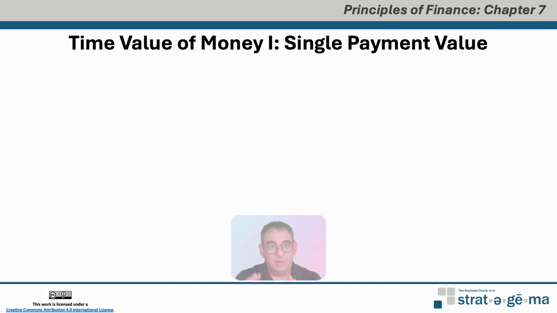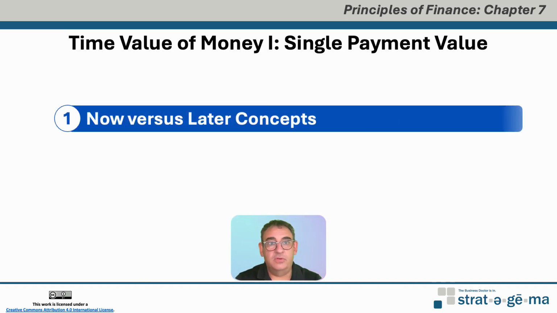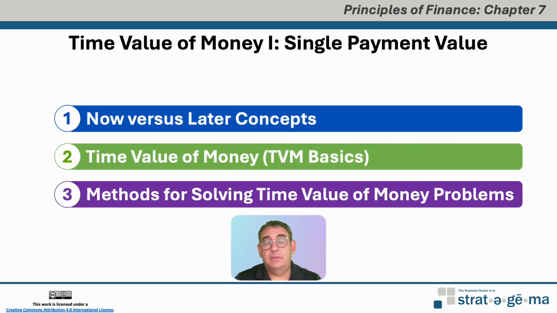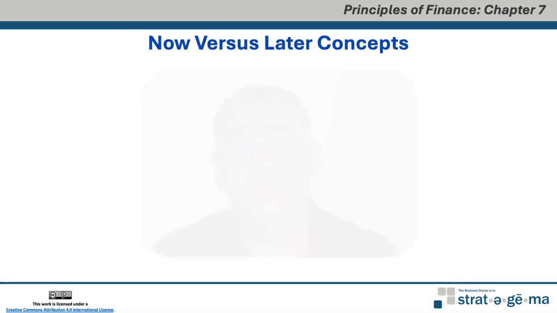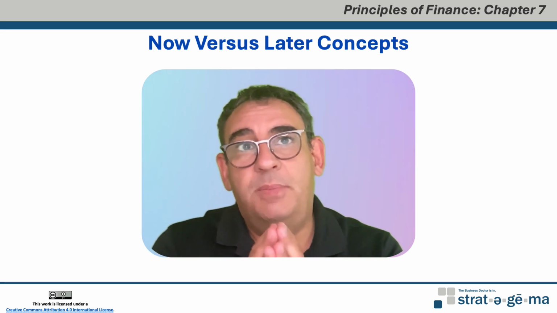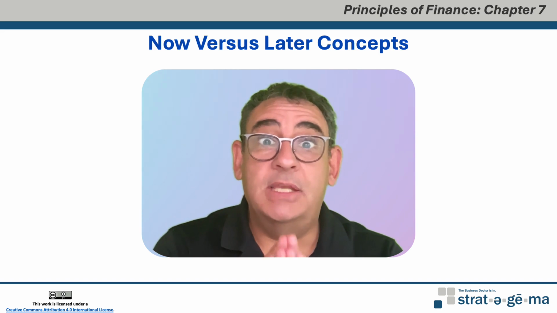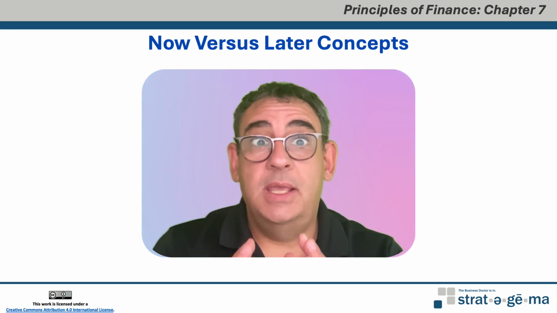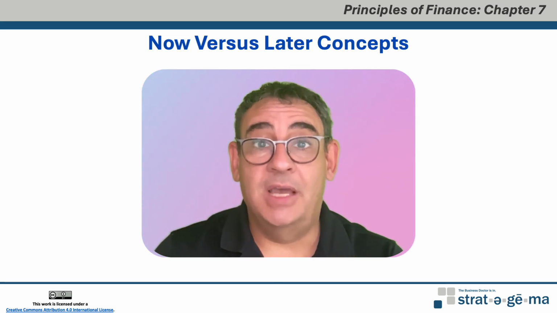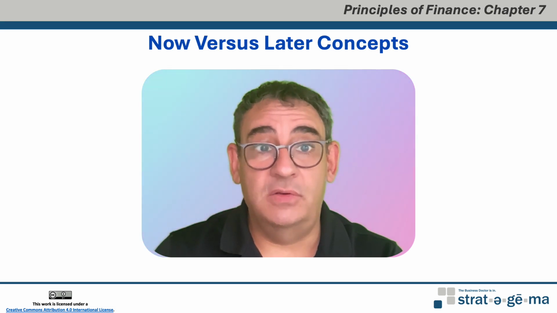Chapter 7 has three major topics. First is now versus later concepts. Second is time value of money, or TVM basics. And third will be methods for solving time value of money problems. So let's begin with now versus later concepts, which explores the principles that help us understand why a dollar today is worth more than a dollar in the future. And by the end of this, we'll be able to explain some of the reasons why time affects the value of money and the importance of calculating what we call present and future values.